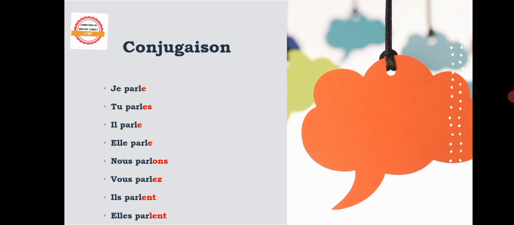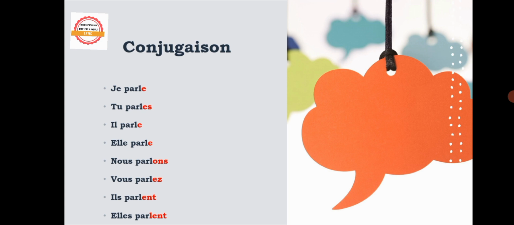Je parle, which is I speak, you add E to the radical. Tu parles, you add ES. Tu parles, the ES is silent. Il parle, you add E. Elle parle, you add E to the radical. Now you notice that first person and third person singular have the same form in present tense, which is parle with E at the end.